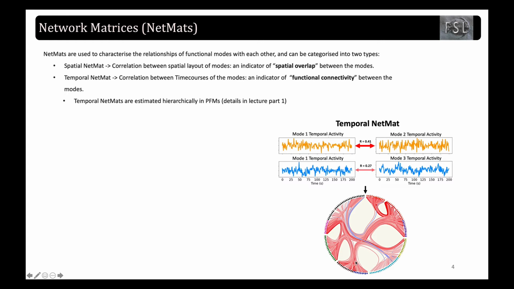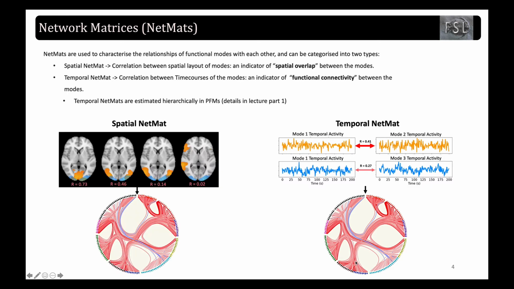First of all, the temporal NetMat, or the temporal network matrix, uses the time courses, or more specifically the correlation between the time courses, to define the NetMat. So we have 2 different components from ICA or modes from PFM we extract. We have the time course for each of those from our analyses, and we look at either the full correlation or, more commonly, the partial correlation to determine our NetMat.